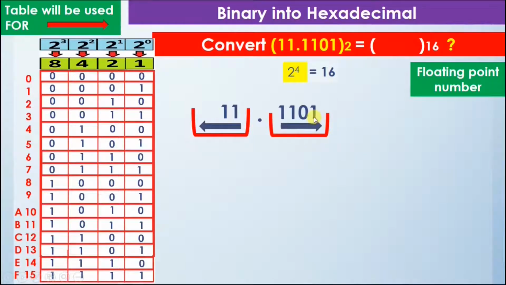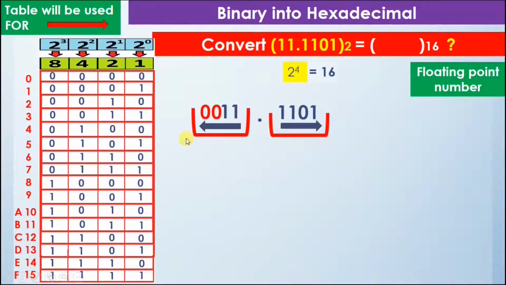This group is complete because it has 4 bits. But this group is incomplete. It has 2 bits and we need 2 more bits, so we add 2 more zeros to make it complete. Now both groups are complete, so we will find their values in the table.